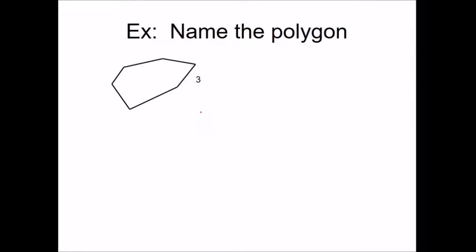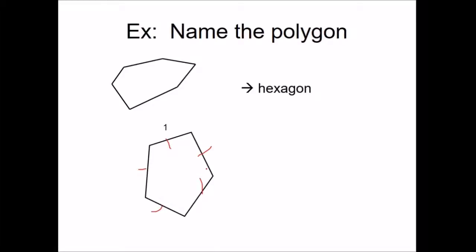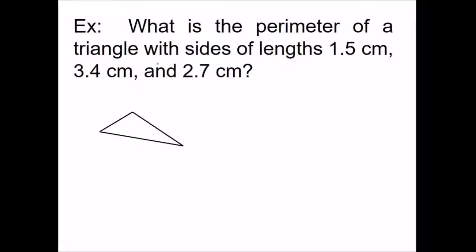Now, name of the polygon. This is a hexagon because there are 6 sides. Name it: 1, 2, 3, 4, 5. What will it be? It will be a pentagon. Penta for 5 sides.